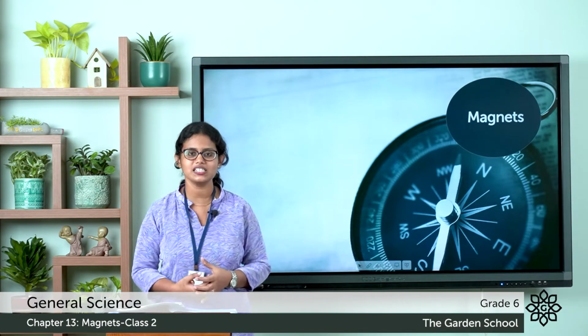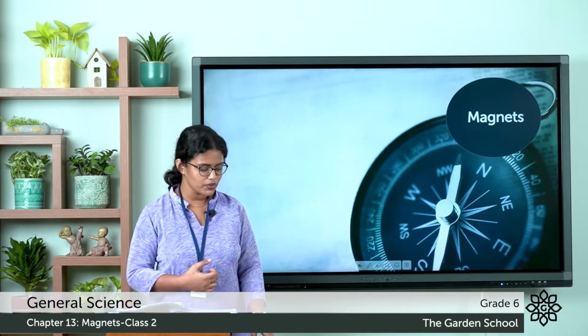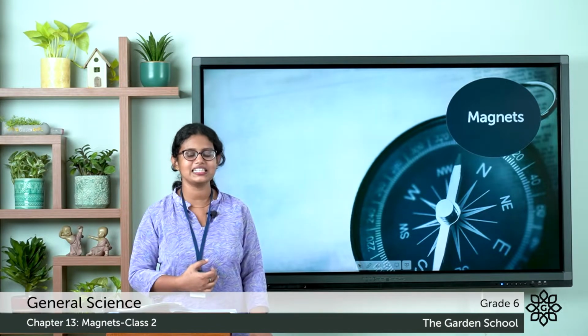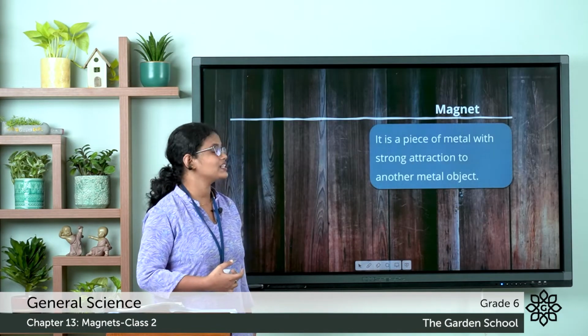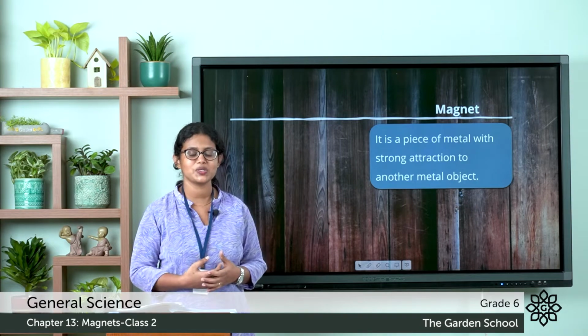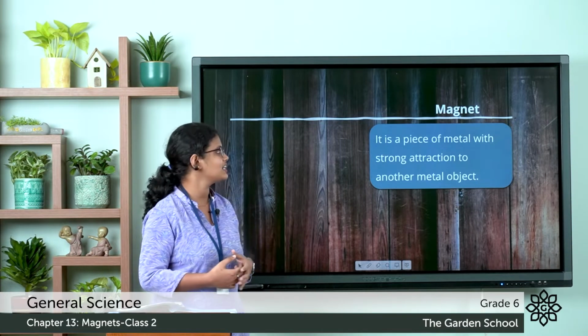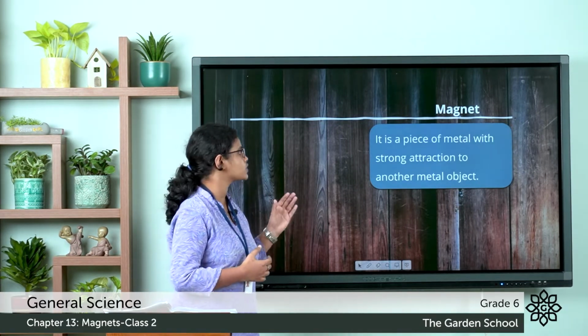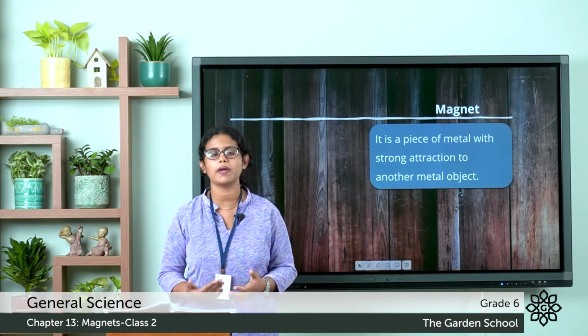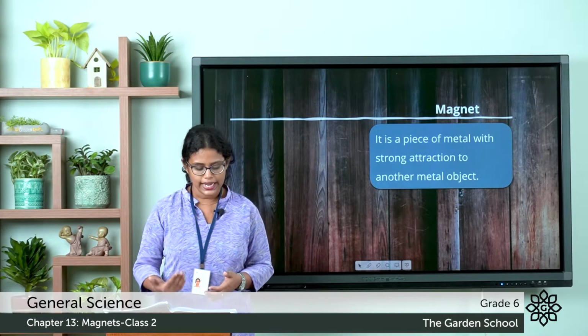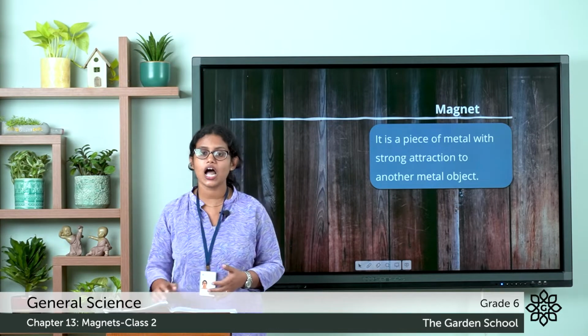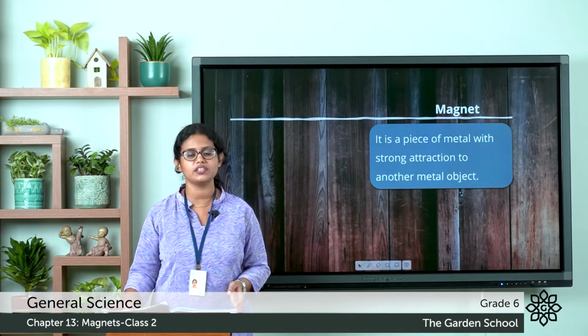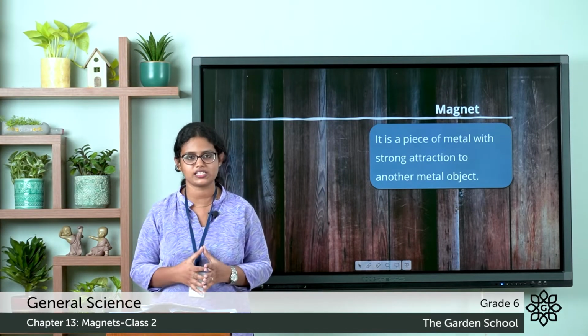Today let's discuss some of the properties of a magnet. So I hope you all remember what we have learnt in the last class. We discussed about magnet, right? So do you all remember what is a magnet? It is a piece of metal with strong attraction to another metal object. So it is an object that attracts other objects that are made of iron, cobalt or nickel, etc.